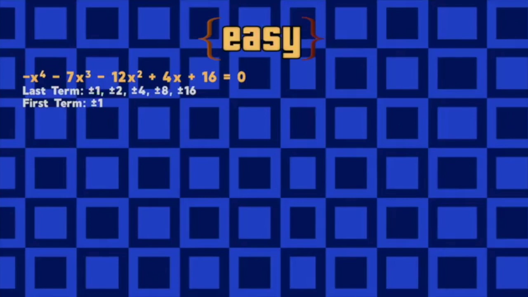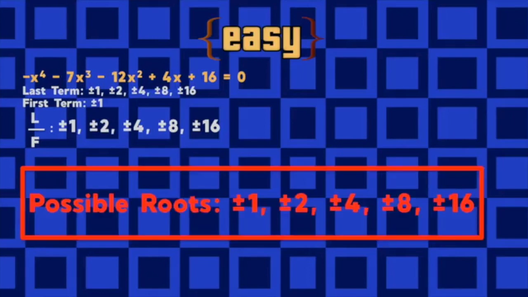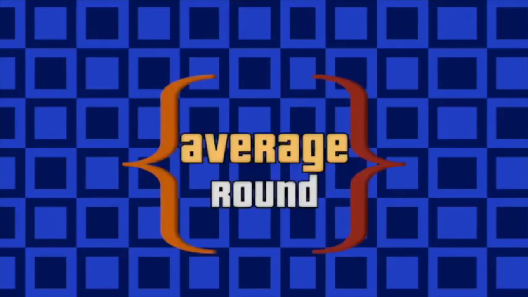With these, we follow L over f. So the final answers are plus or minus 1, plus or minus 2, plus or minus 4, plus or minus 8, and plus or minus 16. You can box your answers, and there it is. Since the problem just asked for the possible roots and not the root itself, it is safe to stop here. It is now time for the average round.